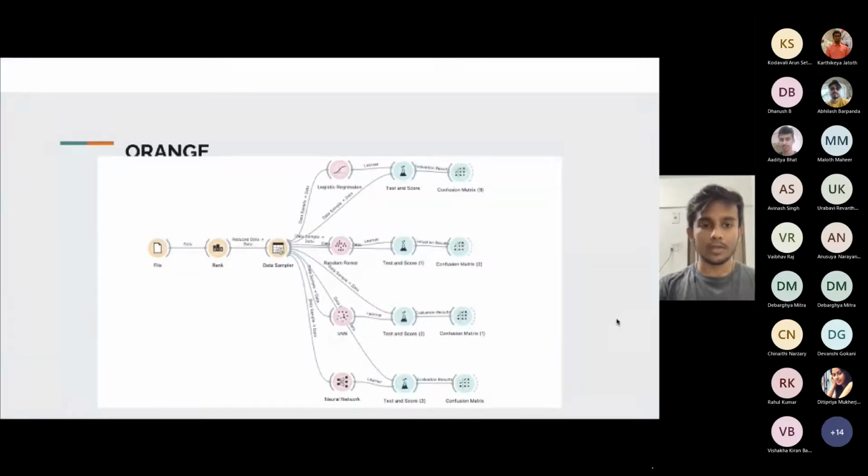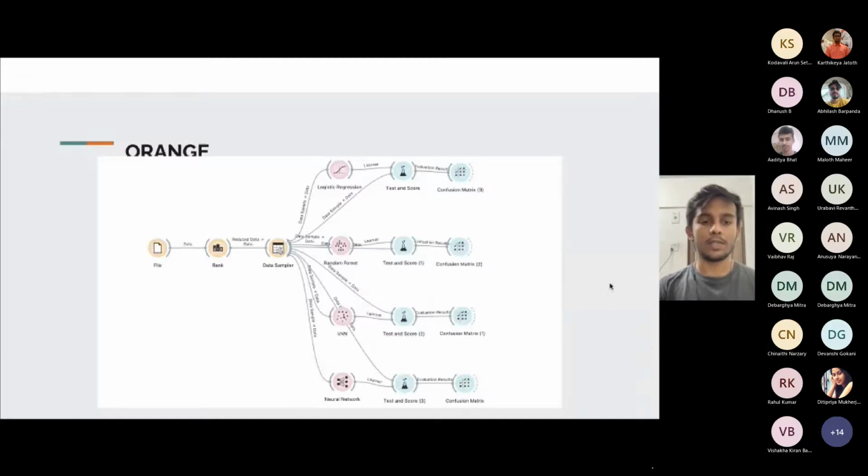Now let's move on to Orange. The Orange workflow is as follows. First, importing the file, followed by getting the rank. Then after that, sampling into train and test sets. Then applying various machine learning algorithms, and then their evaluation and the confusion matrix for each of them.